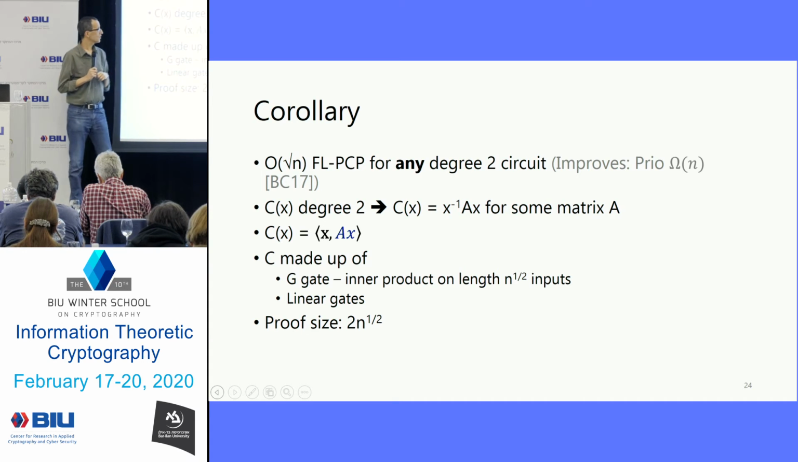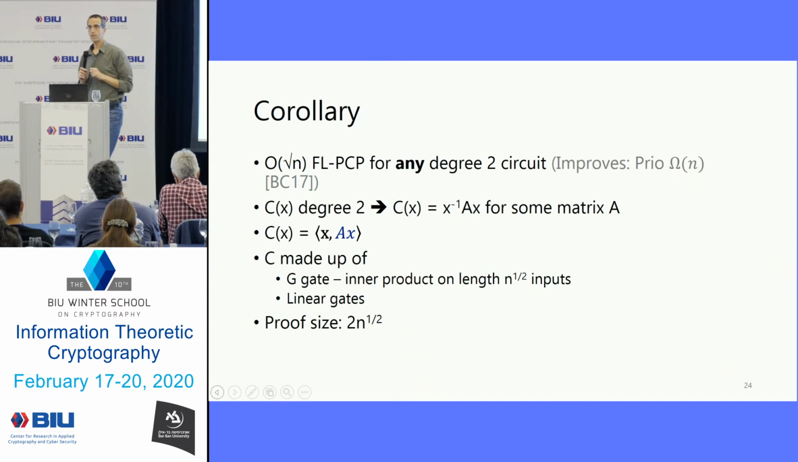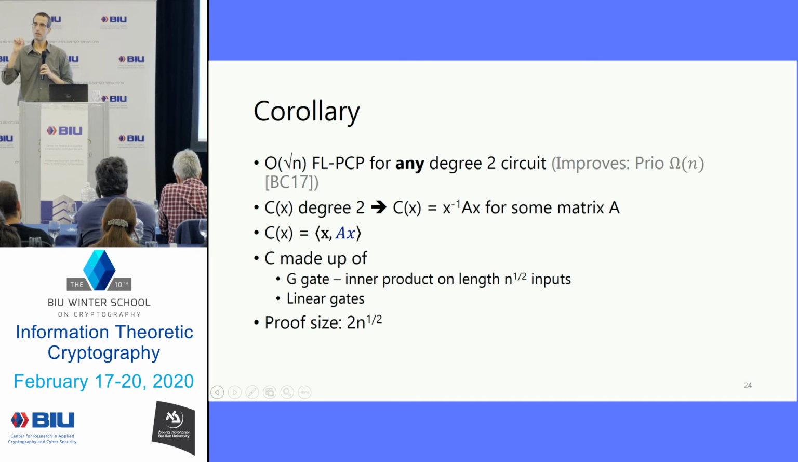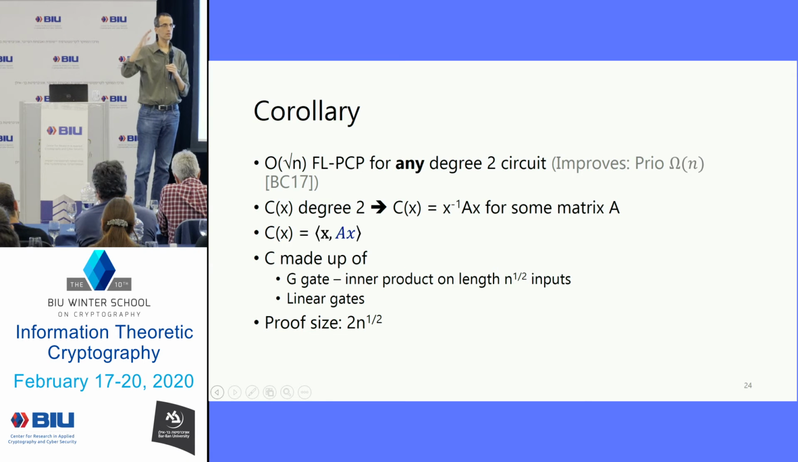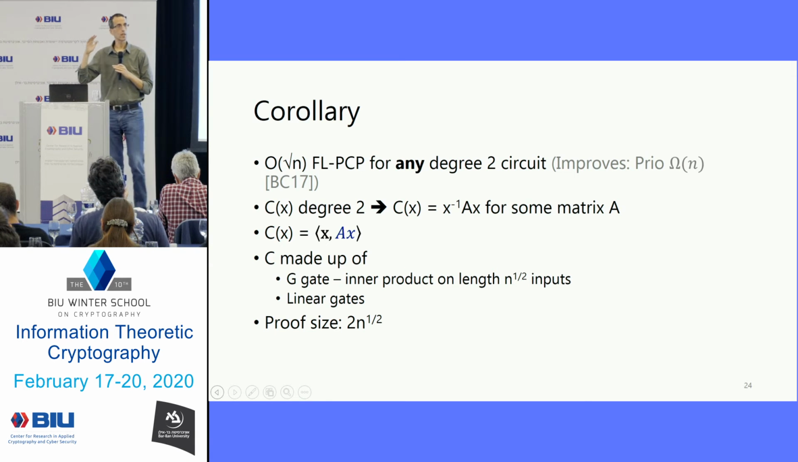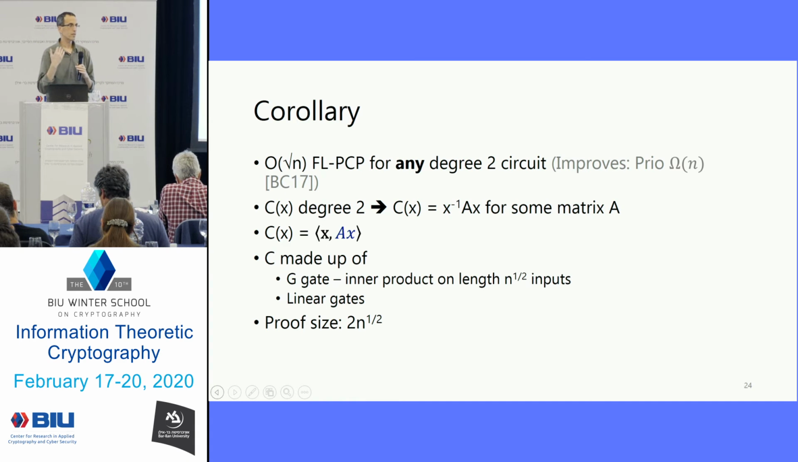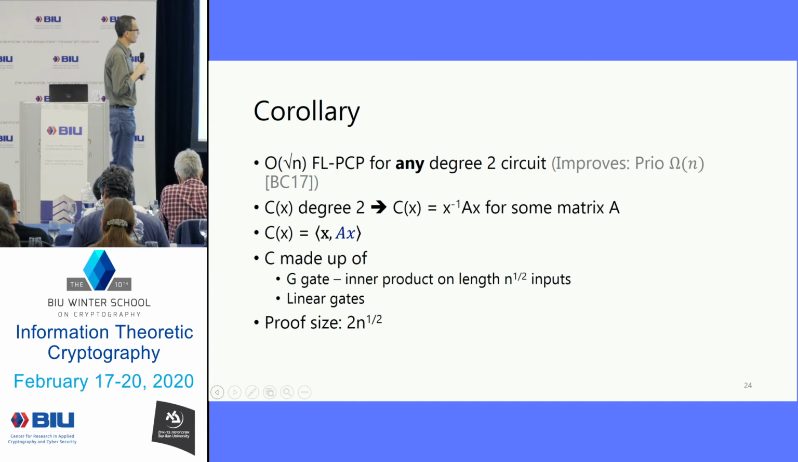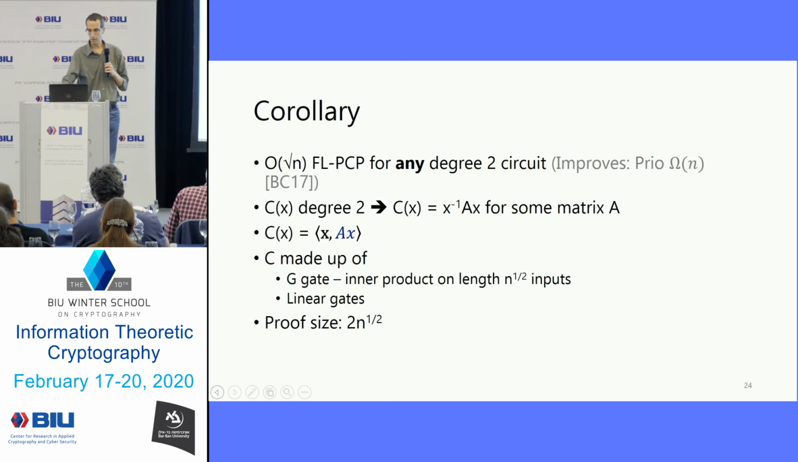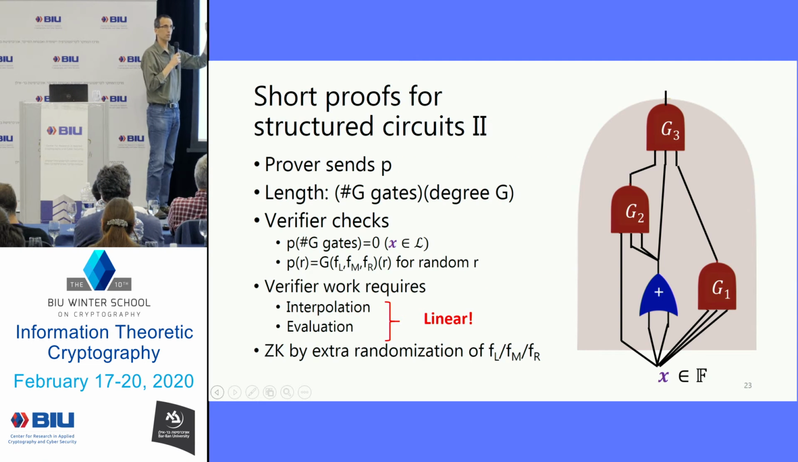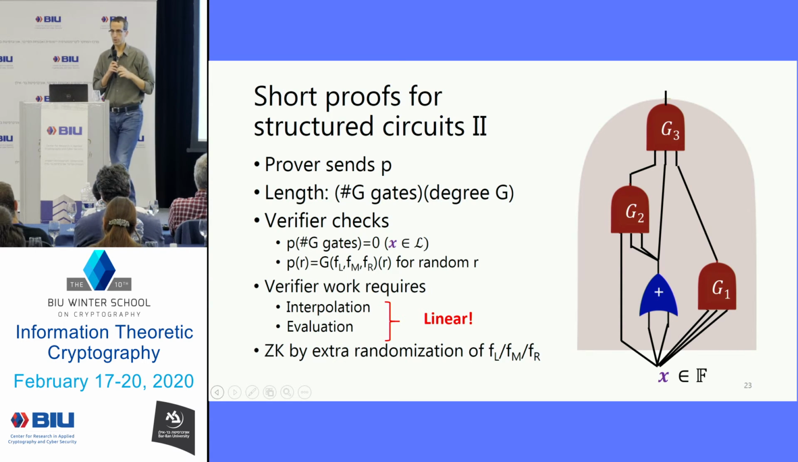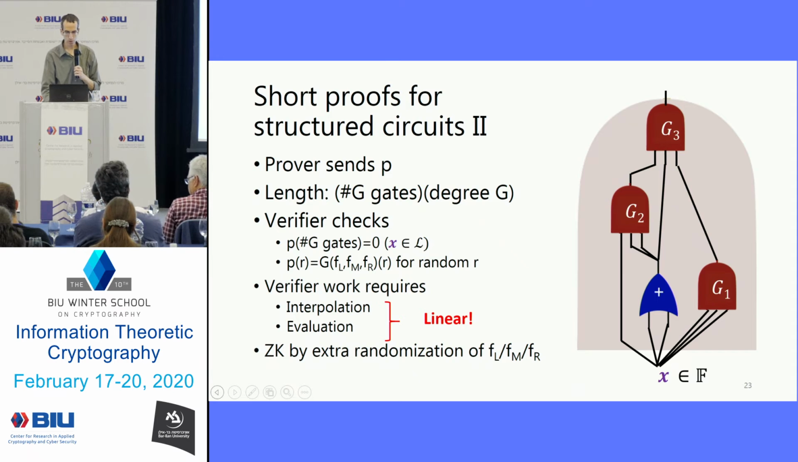And if it's an inner product, we can now divide the circuit into square root n G gates. Each G gate will basically be an inner product of square root n inputs. Now, what we had earlier is that the proof size is the number of G gates, which is square root n, times the degree of G, which in this case is only 2. So the whole proof is going to be square root n.